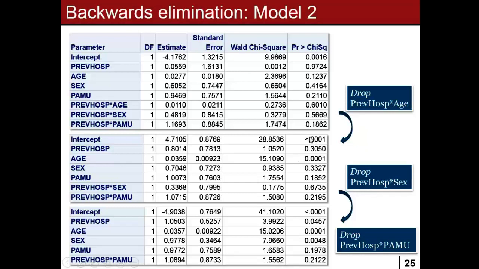So this is backwards elimination with the Wald test. You could have also done it with the likelihood ratio test. You could have run this model, the top model, and then the middle one that drops, let's say, previous hospitalization times age, and done that likelihood ratio test. And then you actually could have dropped each one of these one at a time and done all the likelihood ratio tests and done a likelihood ratio based backwards elimination rather than the Wald version. That would take a lot longer, and that's not going to be so fun.